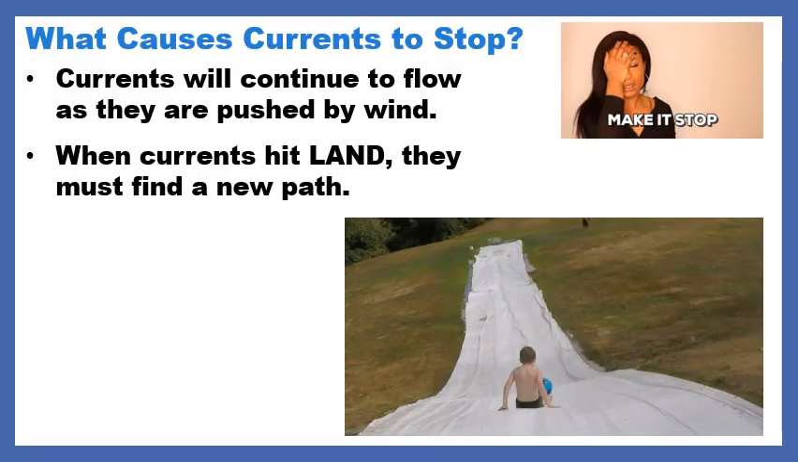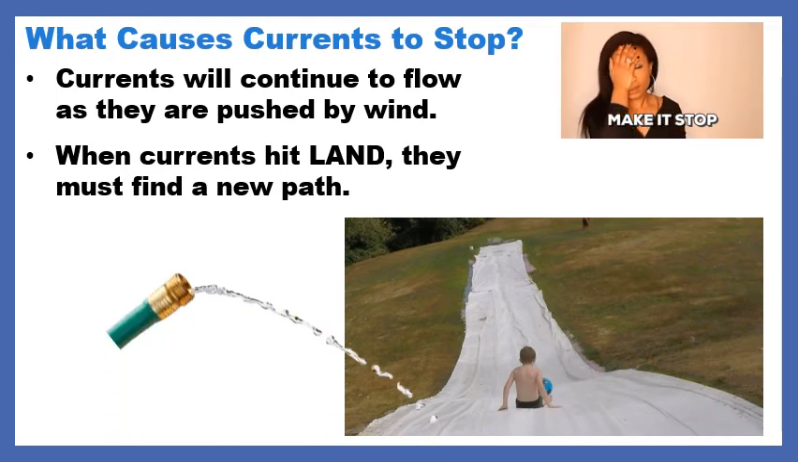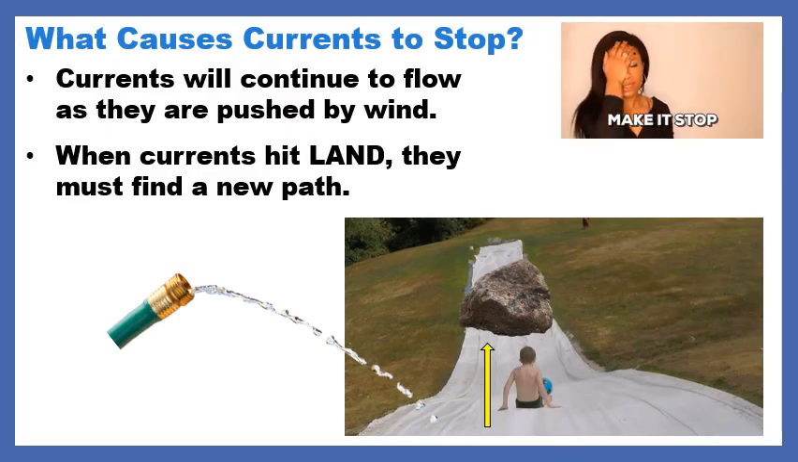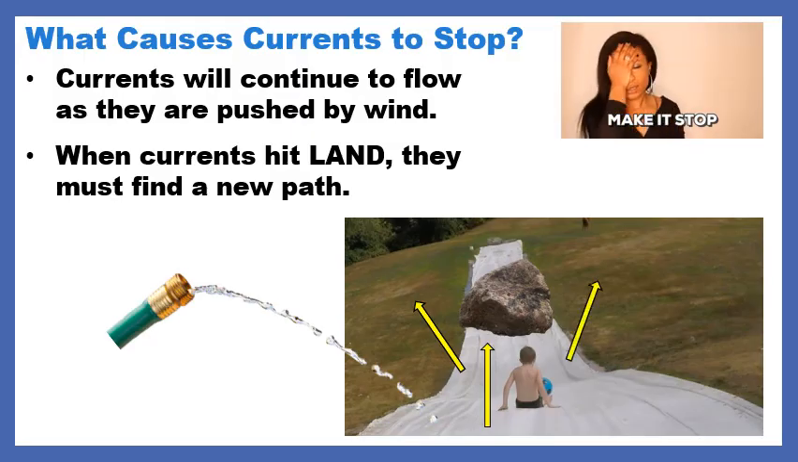Let's pretend it's a really nice summer day, and I set up a slip and slide on a hill. I'm going to take my hose and spray water at the top of the slip and slide. That water is going to follow the path down, and it's almost like an artificial river that I made. Well, let's say I'm feeling kind of evil and I put a ginormous rock or boulder in the middle of the slip and slide. That's going to stop the water, and now the water is going to have to find a new path. So the water is probably going to go off the slip and slide into the grass. That's the same way as currents when they hit land. They're going to have to find a new path.